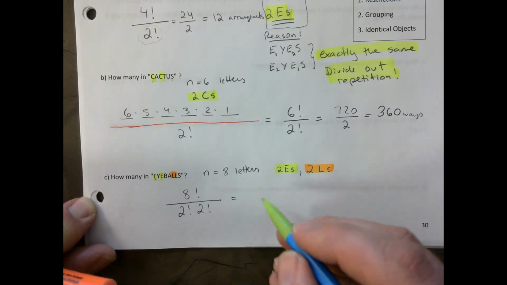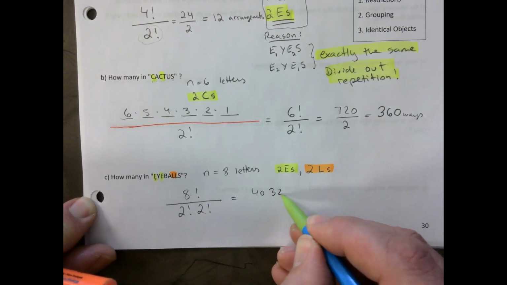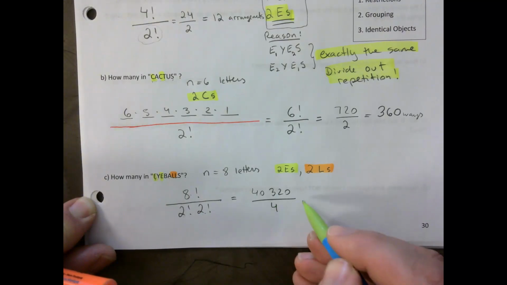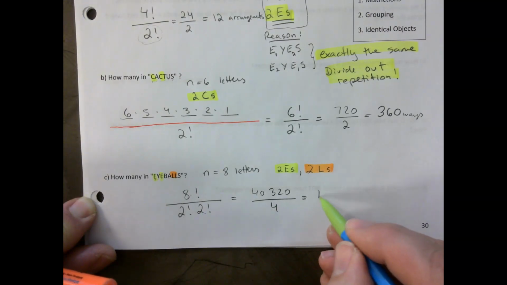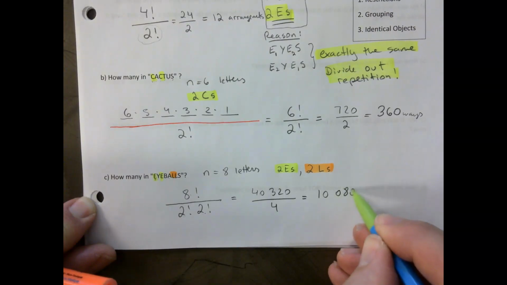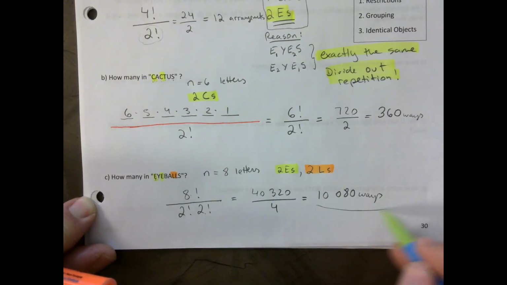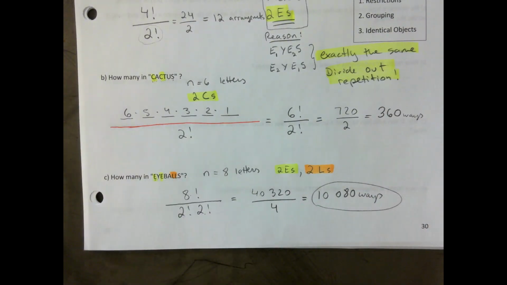8 factorial is 40,320. 2 factorial and 2 factorial, that's really just 2 times 2, which is 4. And that ends up being 10,080 ways. Okay, that's how you would do it there.